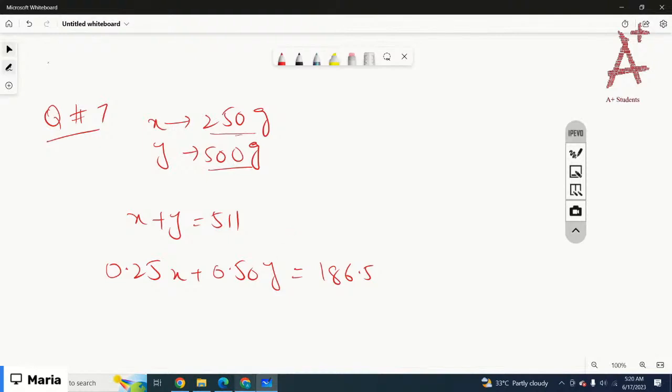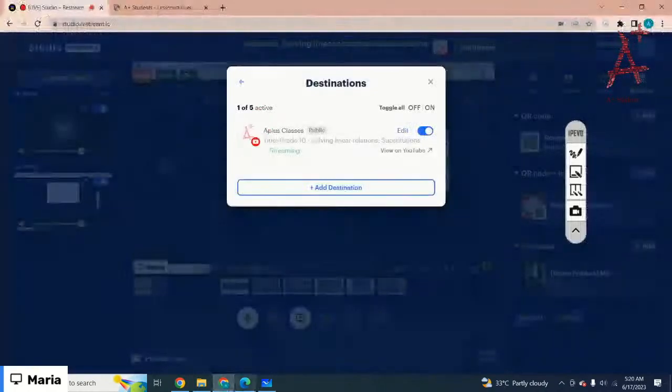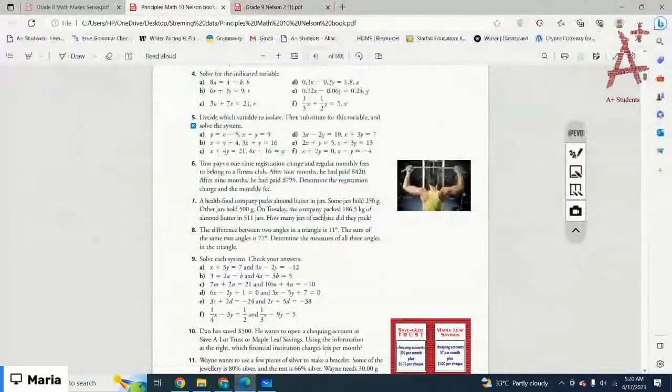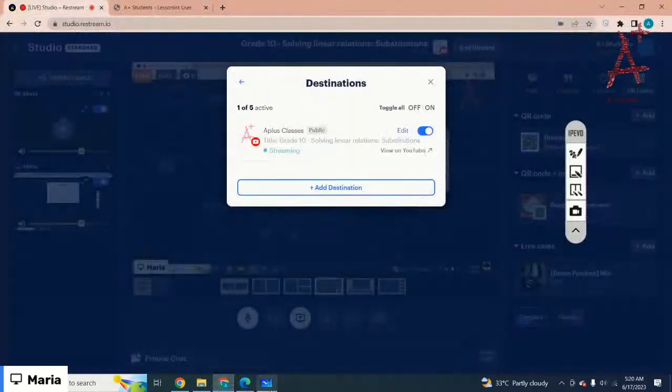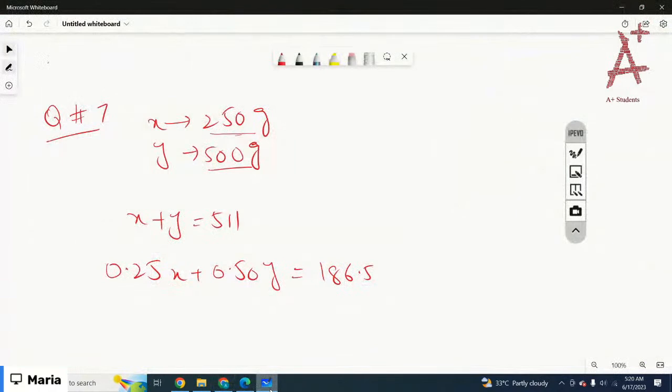The jar sizes are given in grams, but 186.5 is in kgs. So I divided them by 1000 to write the answer in kgs. Got it? Now you have two equations, you have to solve the equations and find the values. So just find the value of x from this equation.